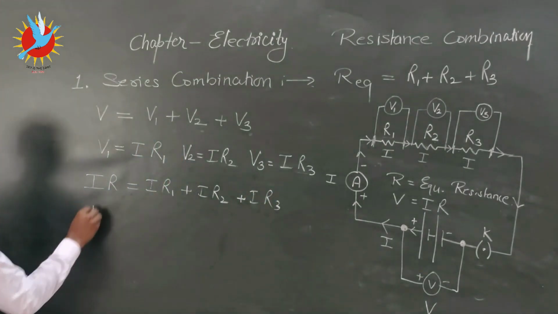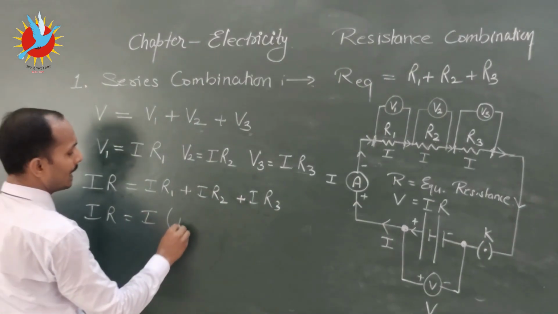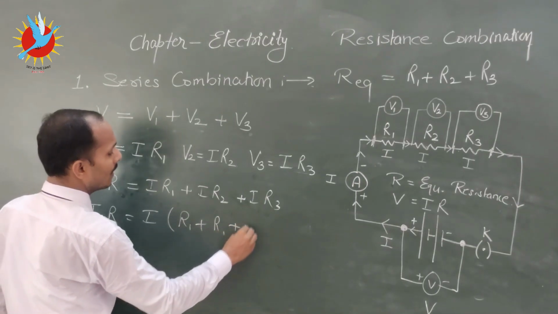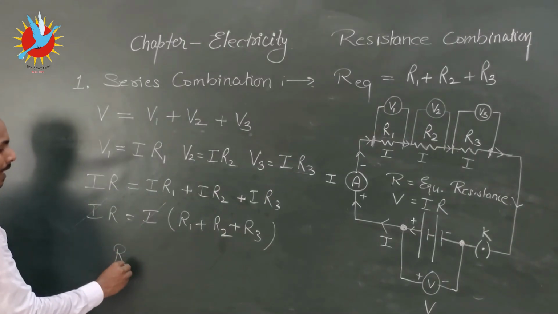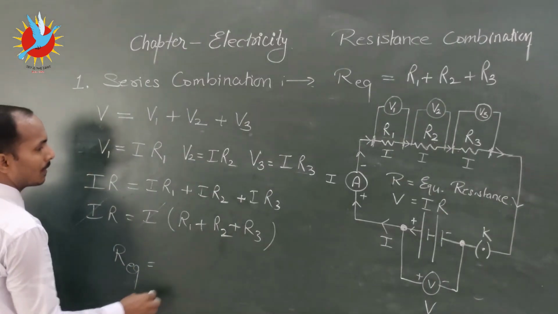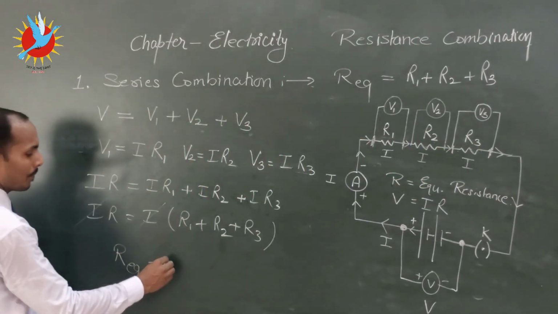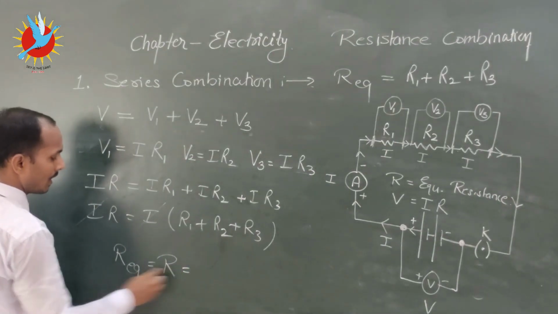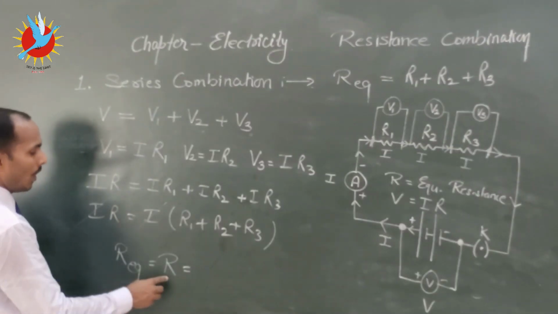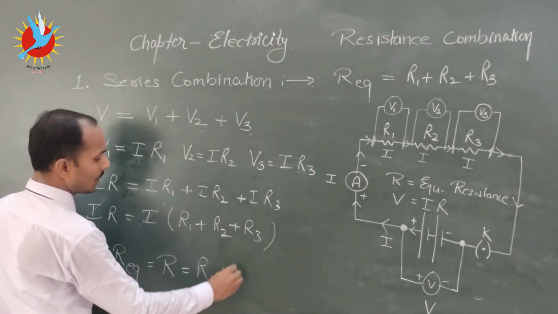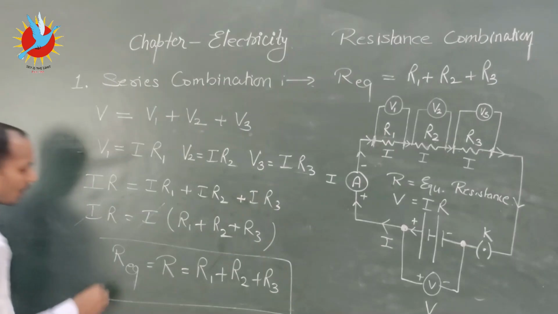There is some common point. What is common in this? I is common, so take it out of the bracket, leaving R1 plus R2 plus R3. Then I cancels out, leaving R. What is R? R is the equivalent resistance. It means in place of these three resistors you can use a single resistor R. This is known as equivalent resistance. So R is equal to R1 plus R2 plus R3. This is our required equation.